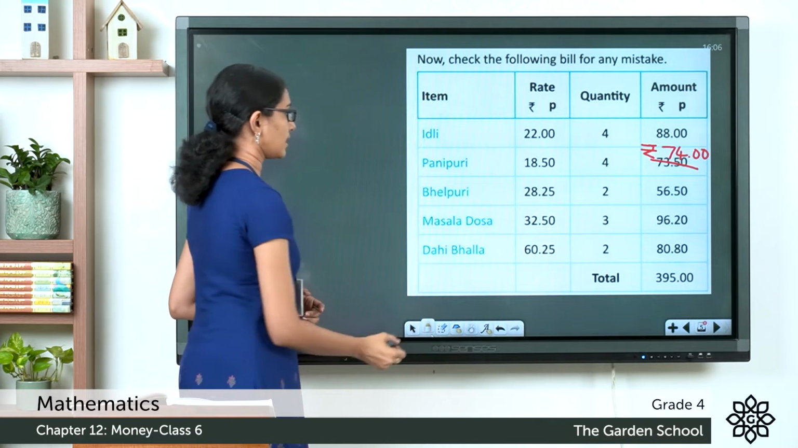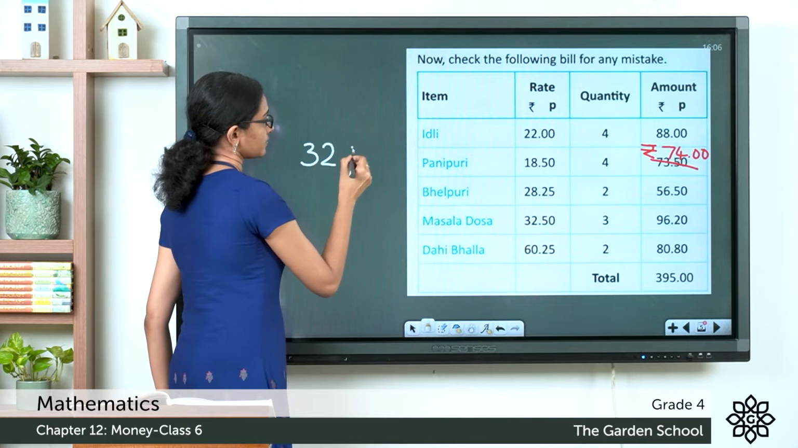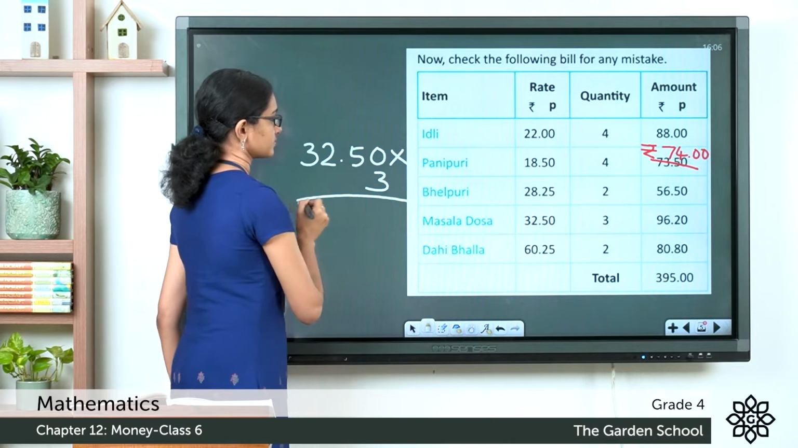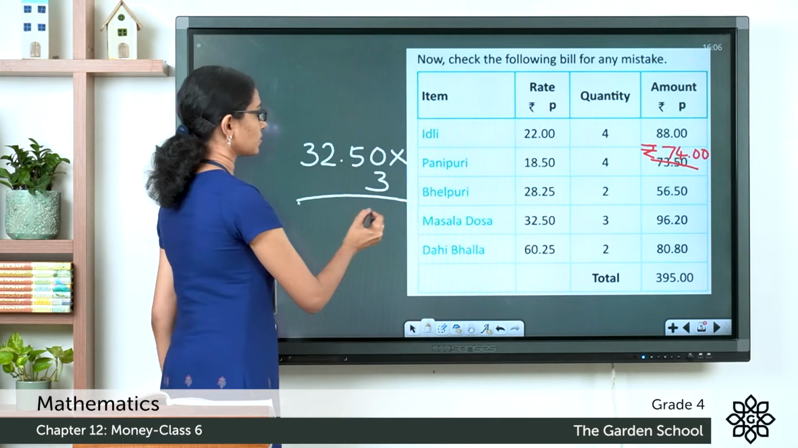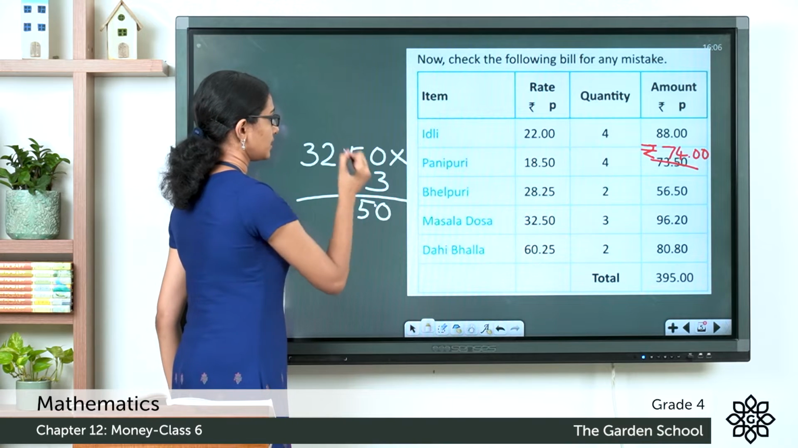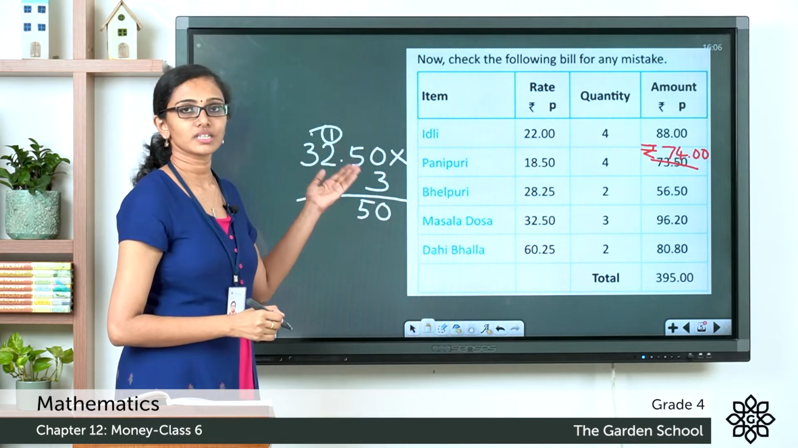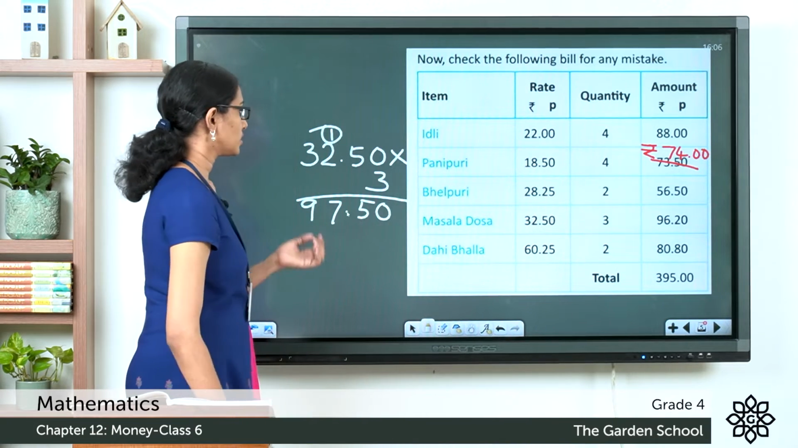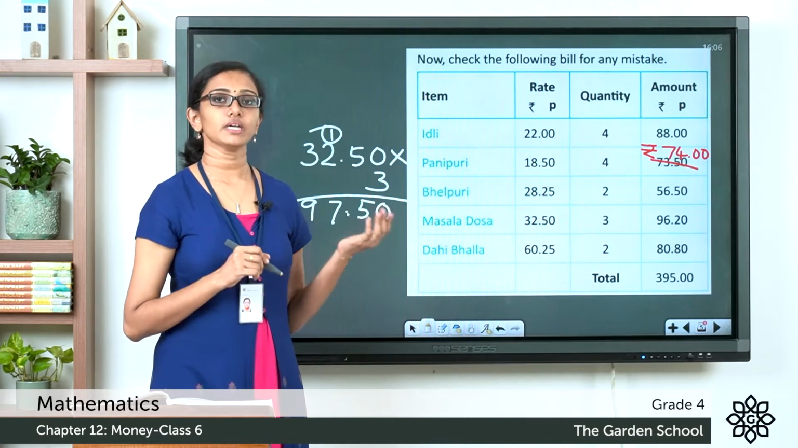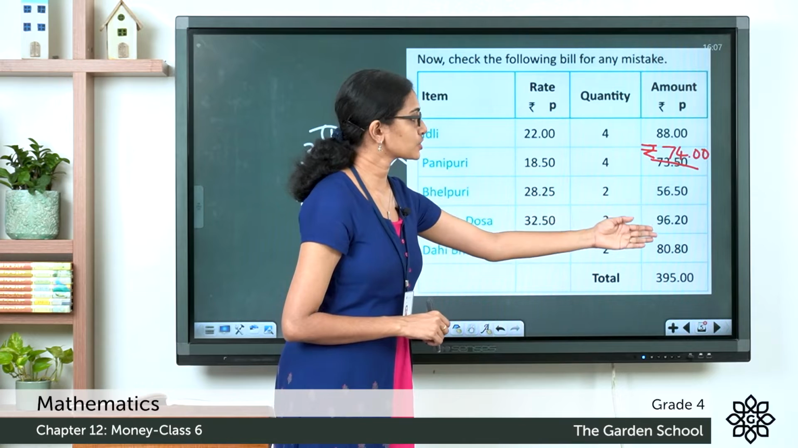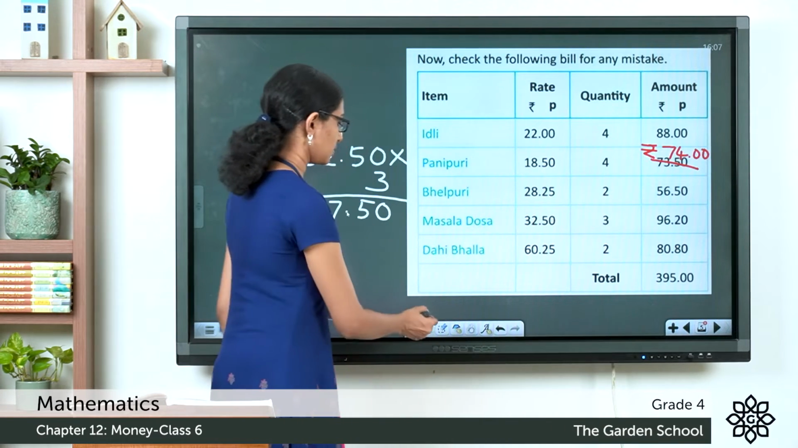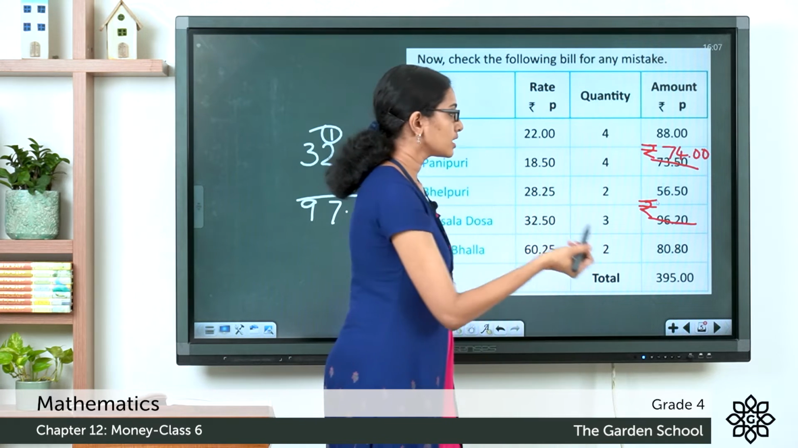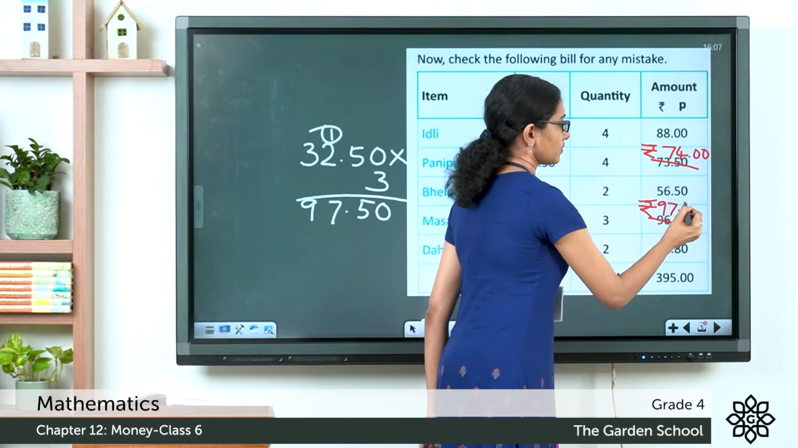So the amount is 32 rupee 50 paise into 3, and that is equal to, here 3 into 0, 0, 3 into 5, 15, a carry over 1, 3 into 2, 6 plus 1, 7, and 3 into 3, 9. Let's put the dot. So the amount here is 97 rupee 50 paise, but in the given bill it is shown as 96 rupee 20 paise, which is incorrect. So here the actual cost of masala dosa is 97 rupee 50 paise.